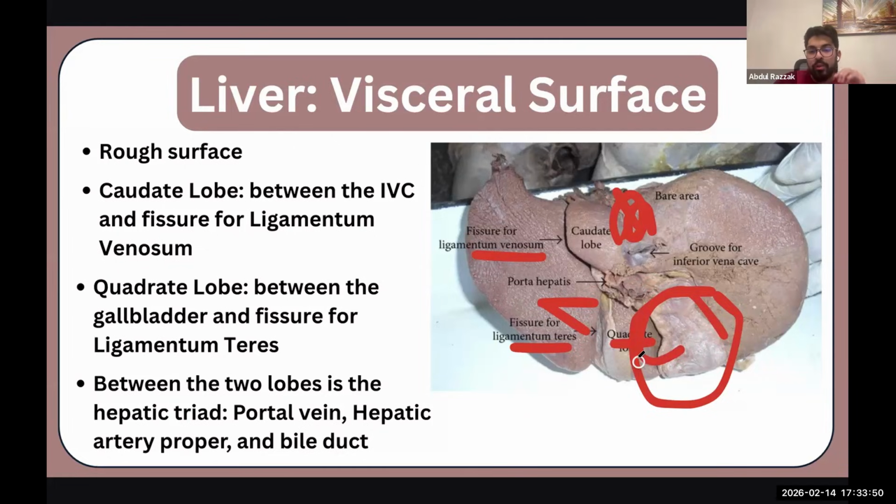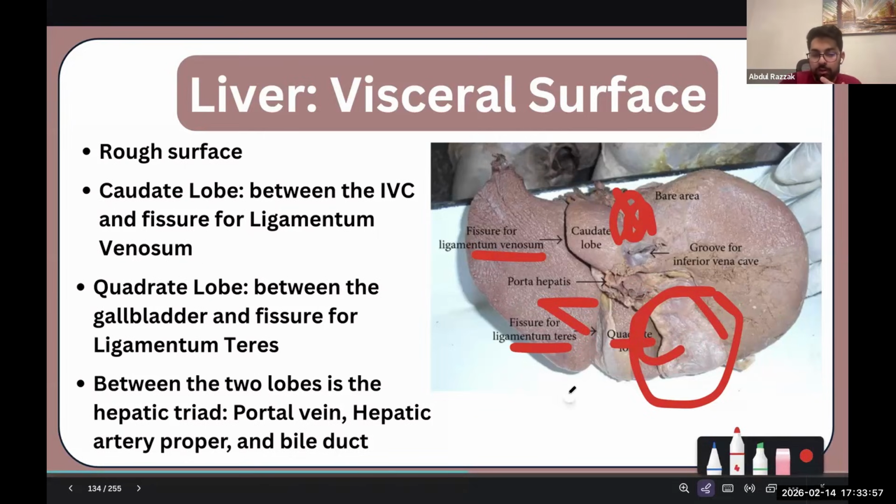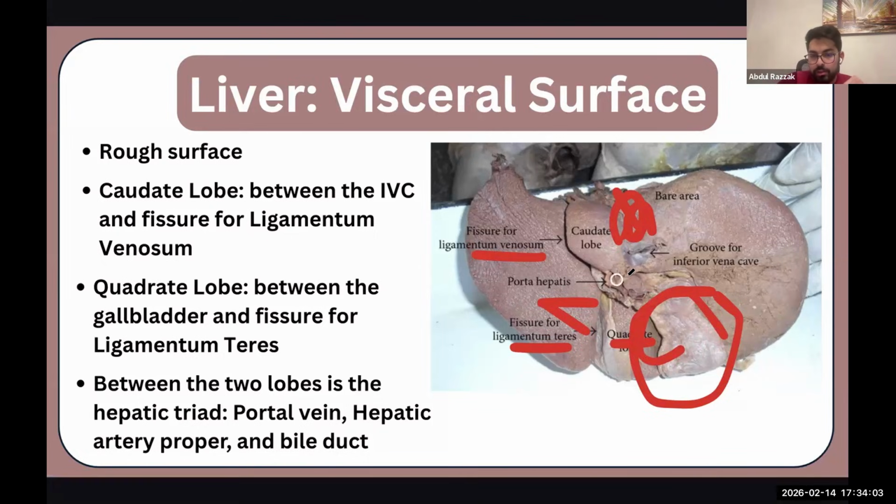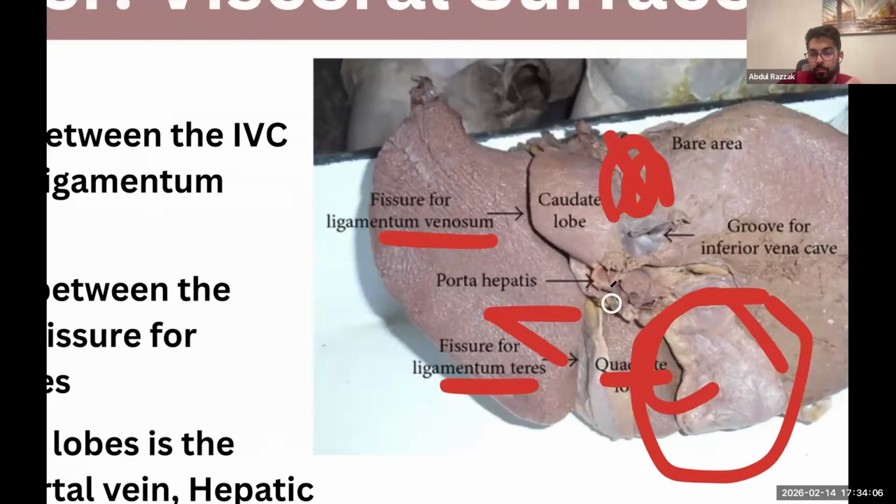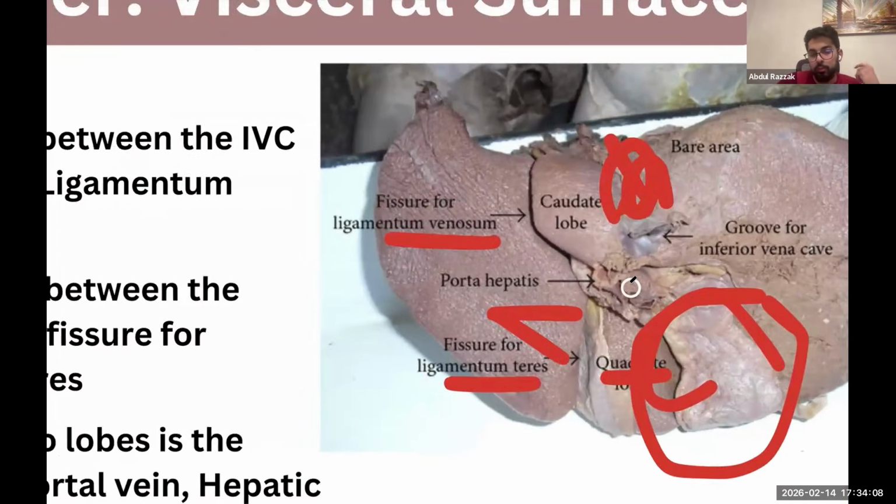Between the two lobes is where the portal triad enters into the liver. So the portal triad, consisting of the portal vein, hepatic artery proper, and bile duct, they all come here and enter between those lobes. As you can see, this mush here is just consisting of the portal triad.